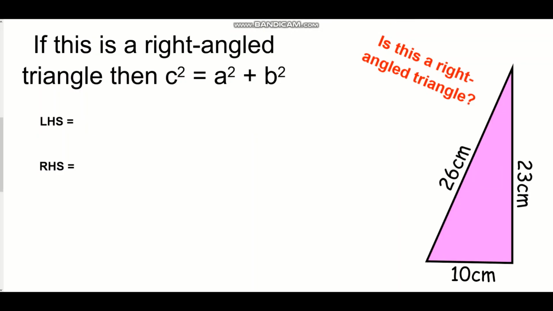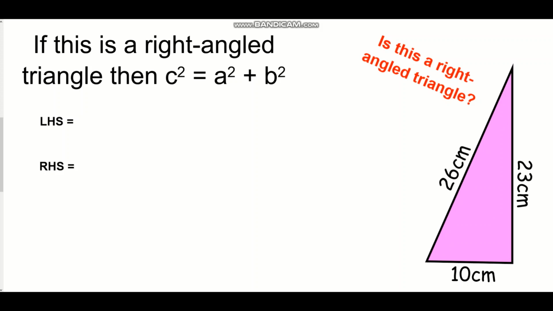Okay, here we have a second example. Again, we've got all three measurements of our triangle. We're being asked, is this a right angled triangle? What we do, first step, is always to write down this statement. If this is a right angled triangle, then c squared equals a squared plus b squared. Second step is always to assess things separately, so you can't have any c squared equals a squared plus b squareds on the same line. We have to then break it apart.